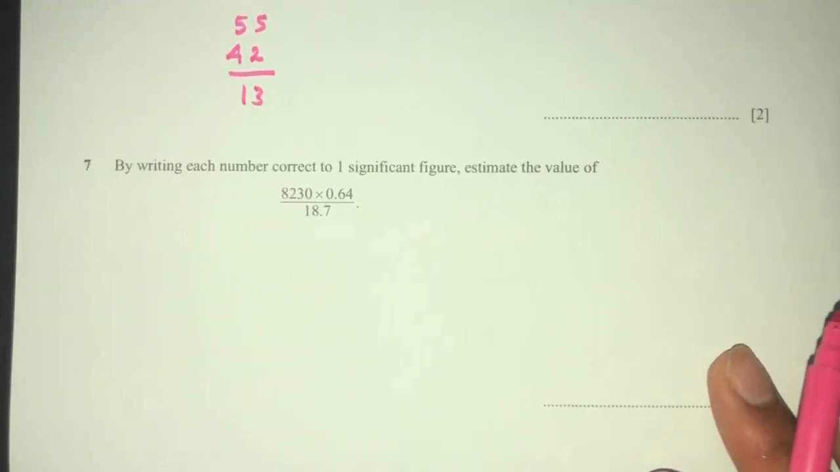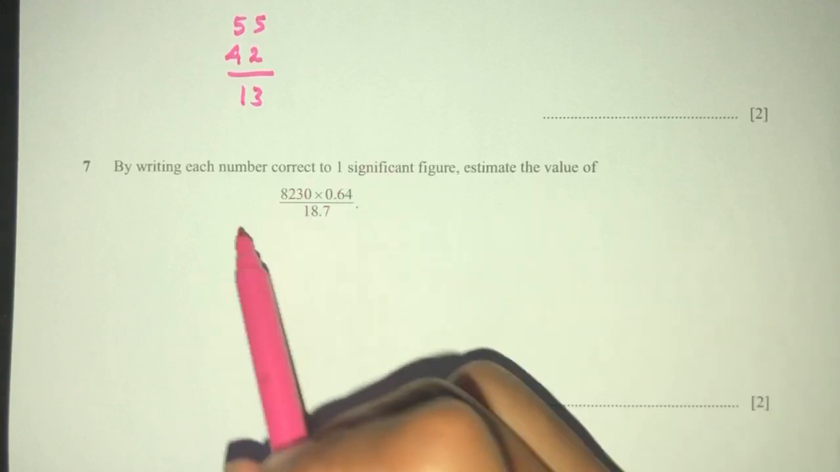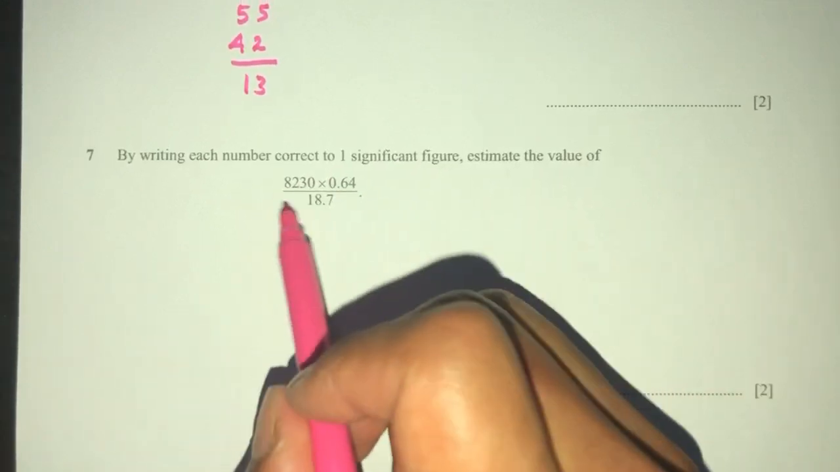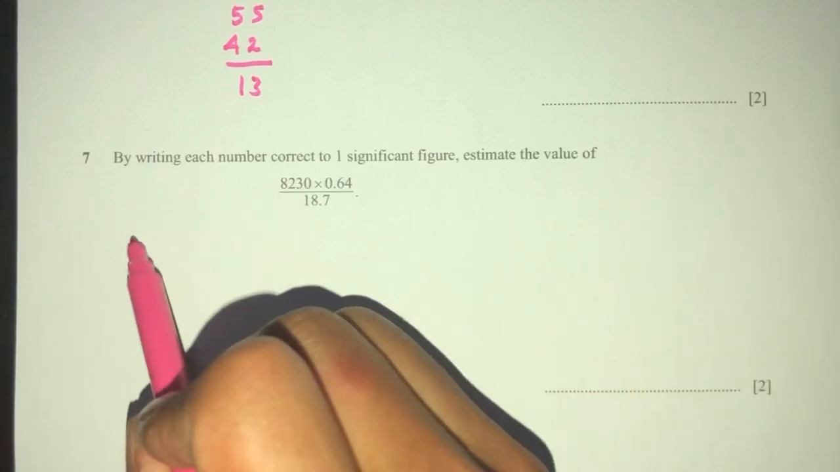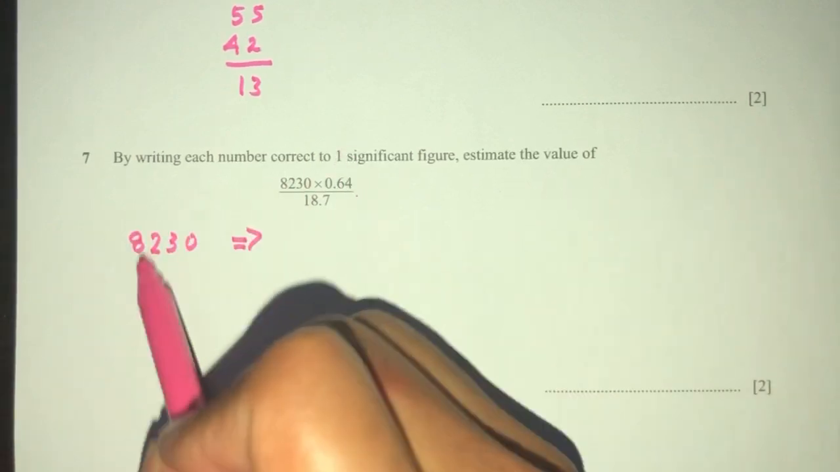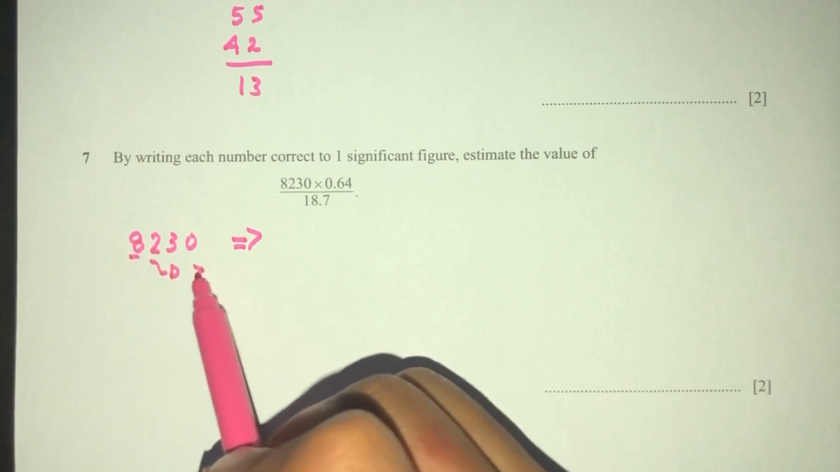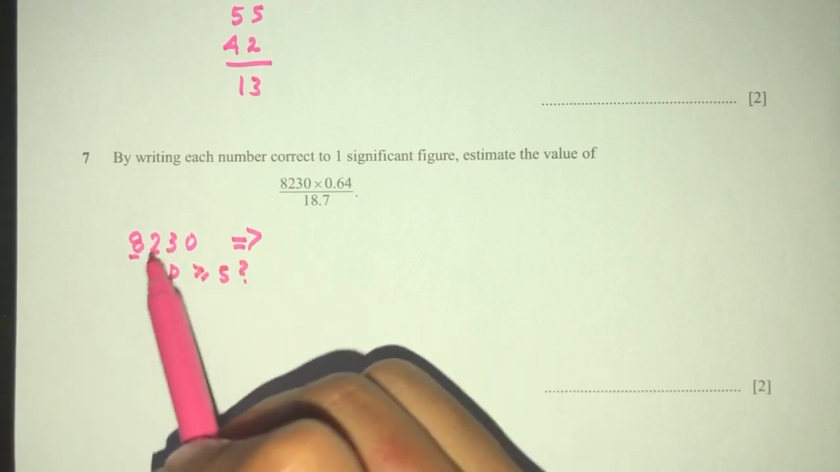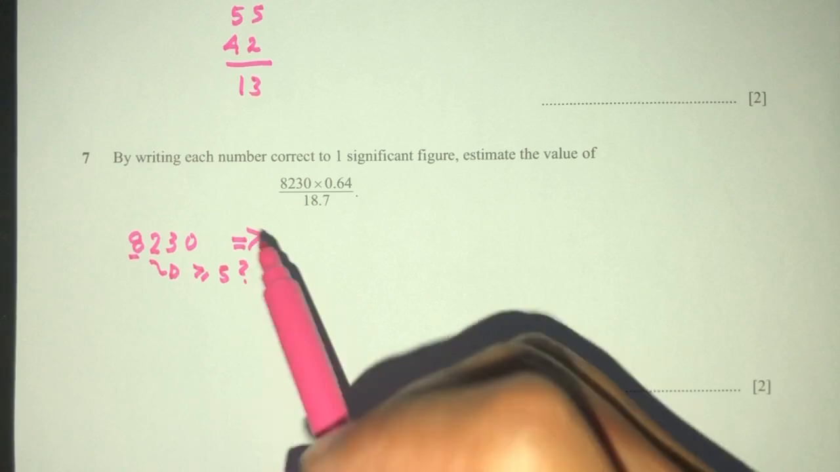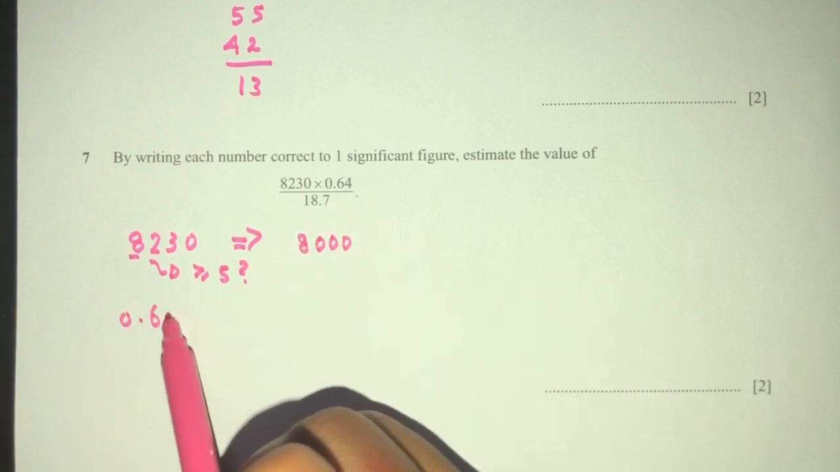Now let's move on to question number 7. By writing each number correct to 1SF, estimate the value of this fraction. So here what do we have? We have this number, 8230, correct to 1SF. So 1SF will leave the first one by itself, and we ask if the second one is more or equal to 5. The answer is no, so we'll make it become 0. It will be 8000.